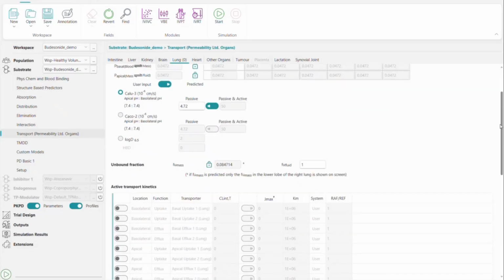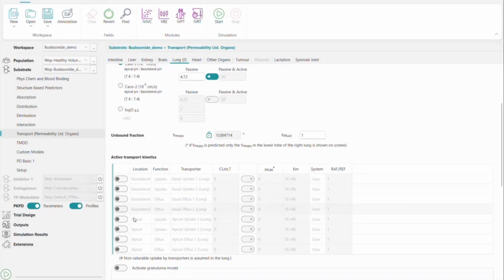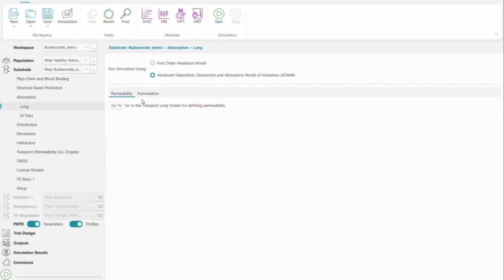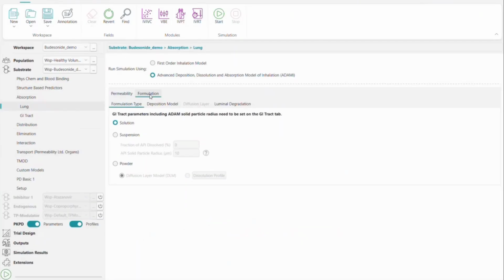Then underneath this, we also have the transport section where we could define transporters if we want to. Okay, so that is how the parameters for the transport of the compound are set. So we're going to go back to absorption and now look at the formulation options. If you were looking at a nebulizer study, you're most likely to use a solution formulation, but we've got a dry powder inhaler. So we want to choose the powder option.